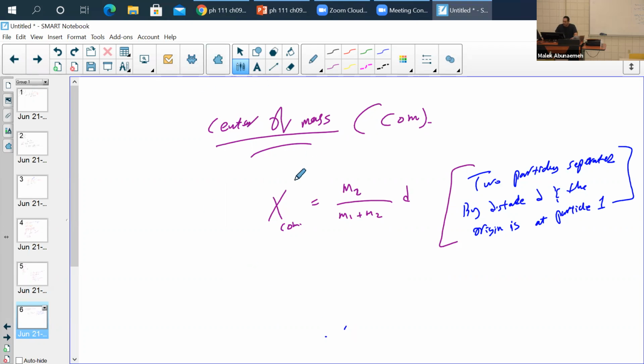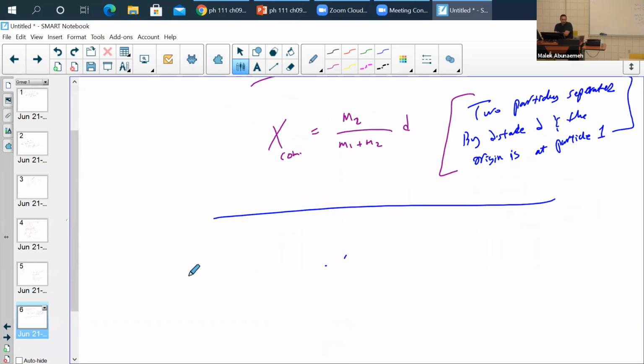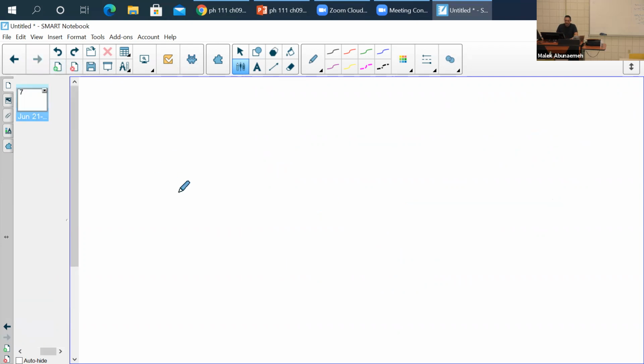Now, if you have two particles with a different choice of origin, your center of mass is going to equal your M1 x1 plus your M2 x2 divided by M1 plus M2. And again, your x, that's your distance. Let me go right ahead and do it over here.